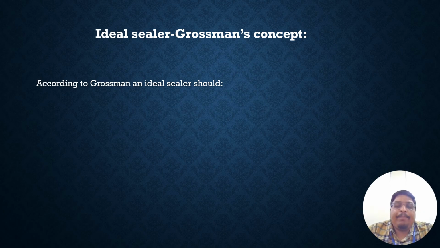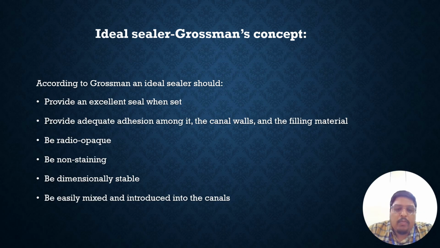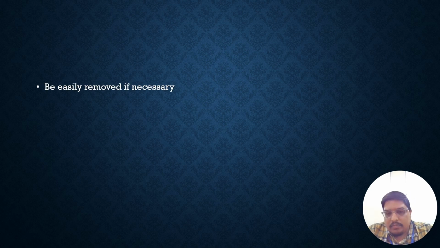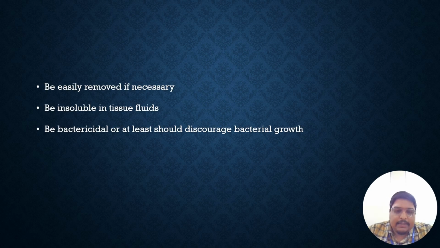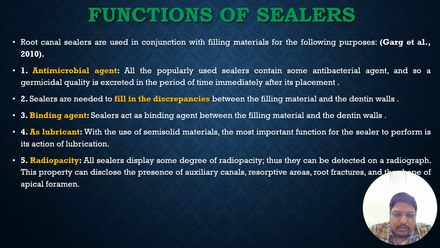Ideal sealer, Grossman concept. According to the Grossman concept, it provides an excellent seal. It should be radiopaque, non-staining, dimensionally stable, easily removed, and insoluble in tissue fluids. It should be bactericidal, at least against the bacterial coat, non-irritating to the periapical tissue, and slow setting to ensure sufficient working time.